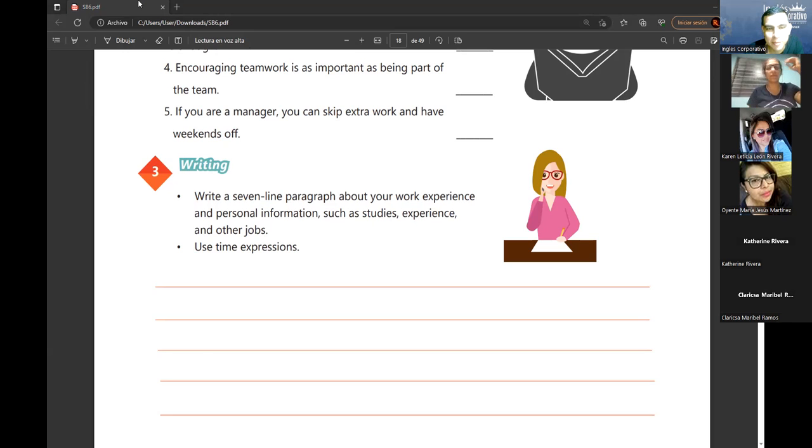Ok, vamos a escribir un párrafo donde vamos a escribir la experiencia de trabajo y la información personal, como estudios y experiencias en otros trabajos. El objetivo es tratar de usar expresiones de tiempo como las que vimos en clases anteriores: for, when, until, etc. Ok, vamos a iniciar.